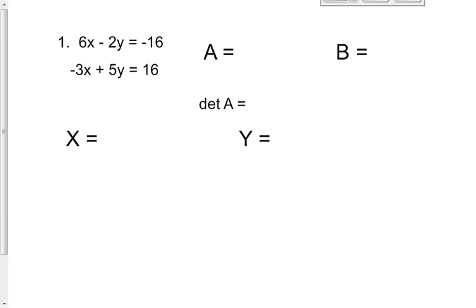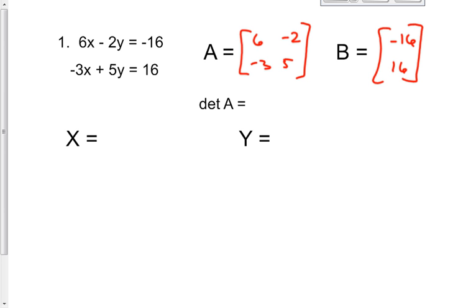Let's try it. First one: 6x minus 2y equals negative 16, negative 3x plus 5y equals 16. First thing we need to do is identify our two matrices. The A matrix is the values in front of your x's and y's: 6, negative 2, negative 3, 5. Your B matrix is the answer numbers: negative 16, positive 16. The determinant of the original is 30 minus 6, which is 24. So when I solve for x, I will divide by 24. When I solve for y, I will divide by 24.